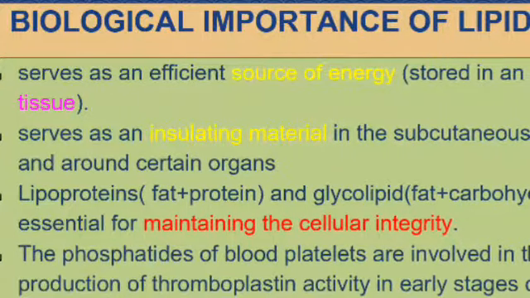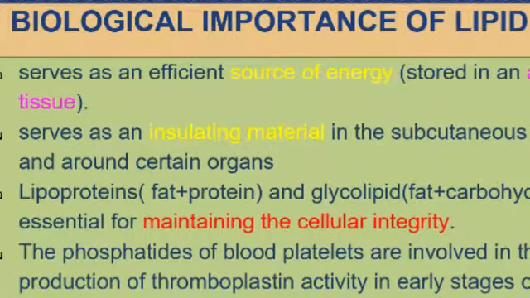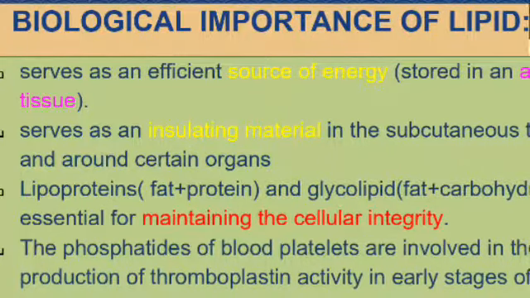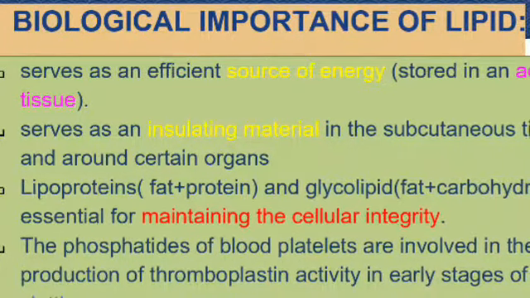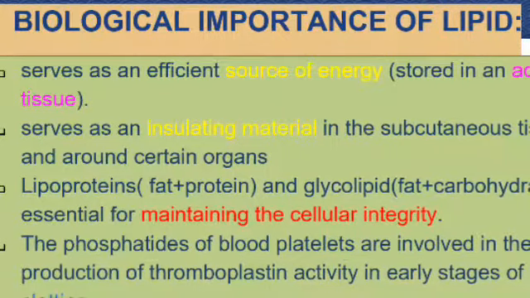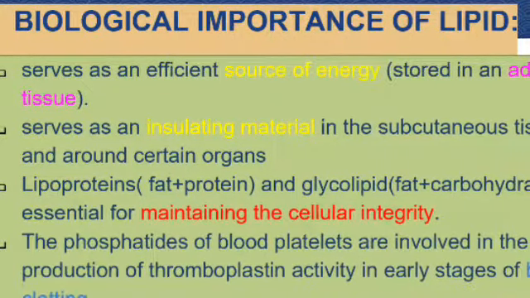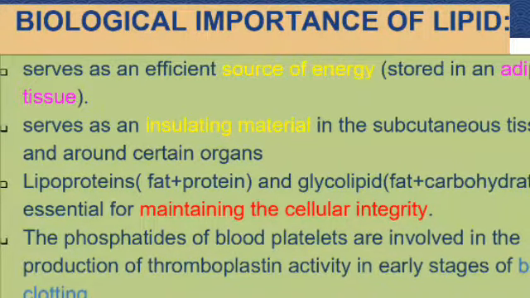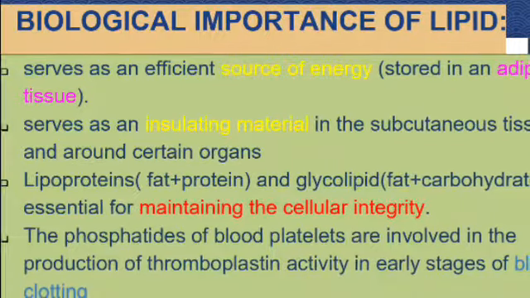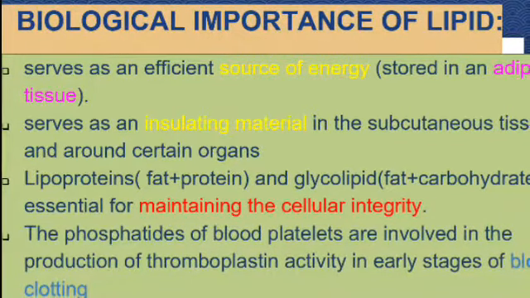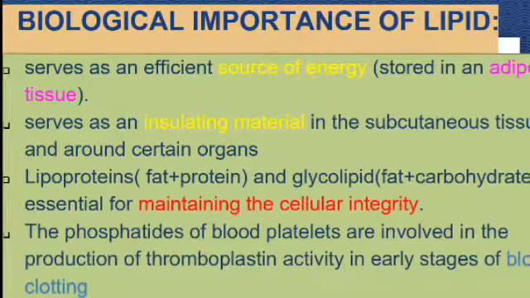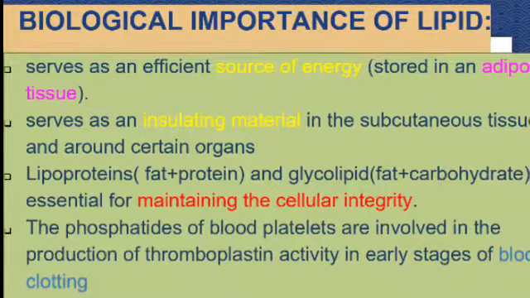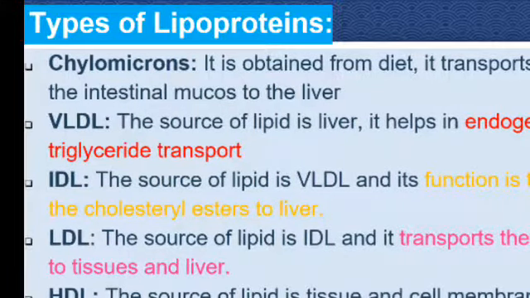So the biological importance of lipids are the following. First, it serves as an efficient source of energy stored in adipose tissue. Second, it serves as an insulating material in the subcutaneous tissue and around certain organs. Third, lipoproteins, fat plus protein, and glycolipids, fat plus carbohydrate, are essential for maintaining cellular integrity. And the fourth one is the phosphatides of blood platelets are involved in the production of thromboplastin activity in the early stages of blood clotting. Now we move on to the types of lipoproteins.